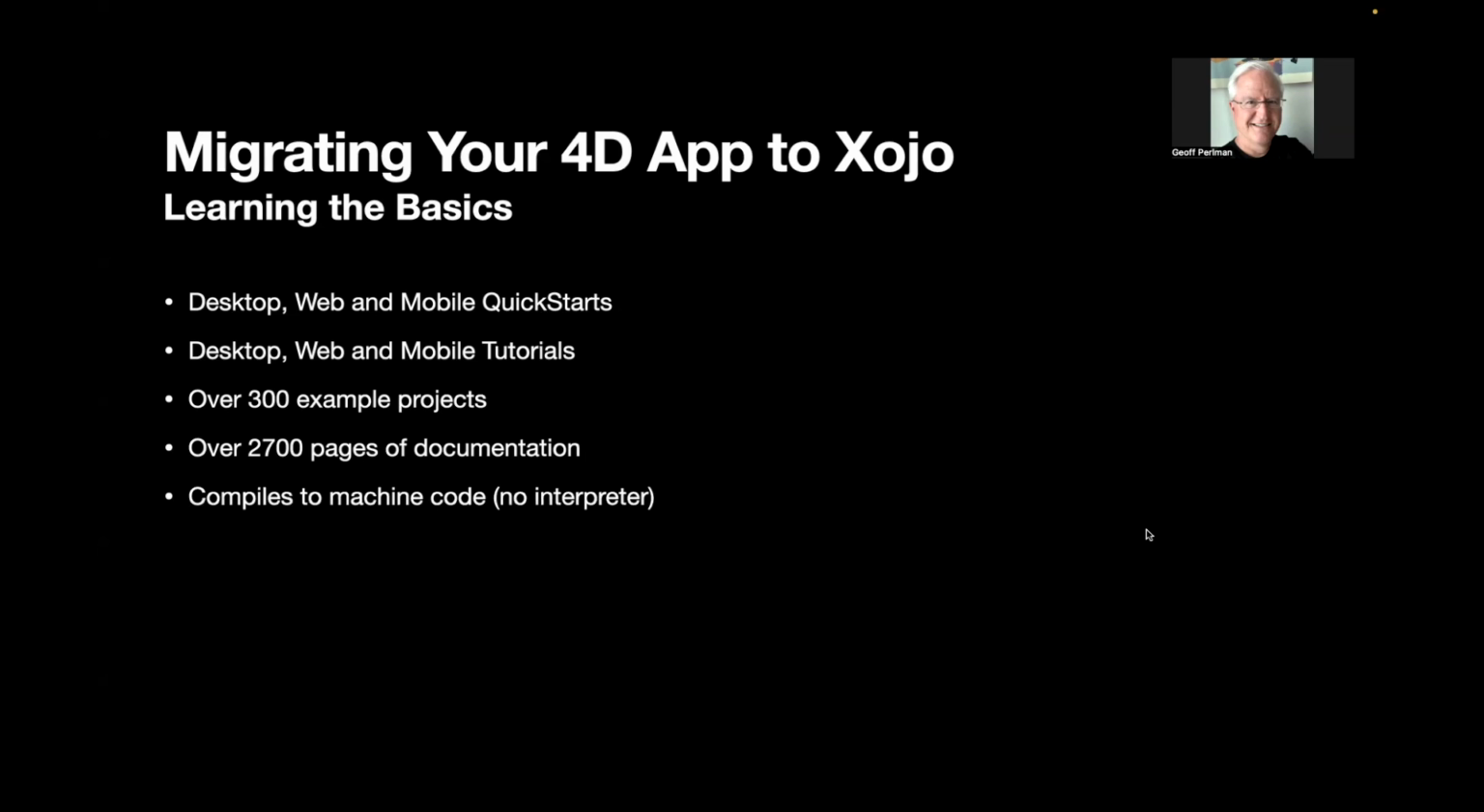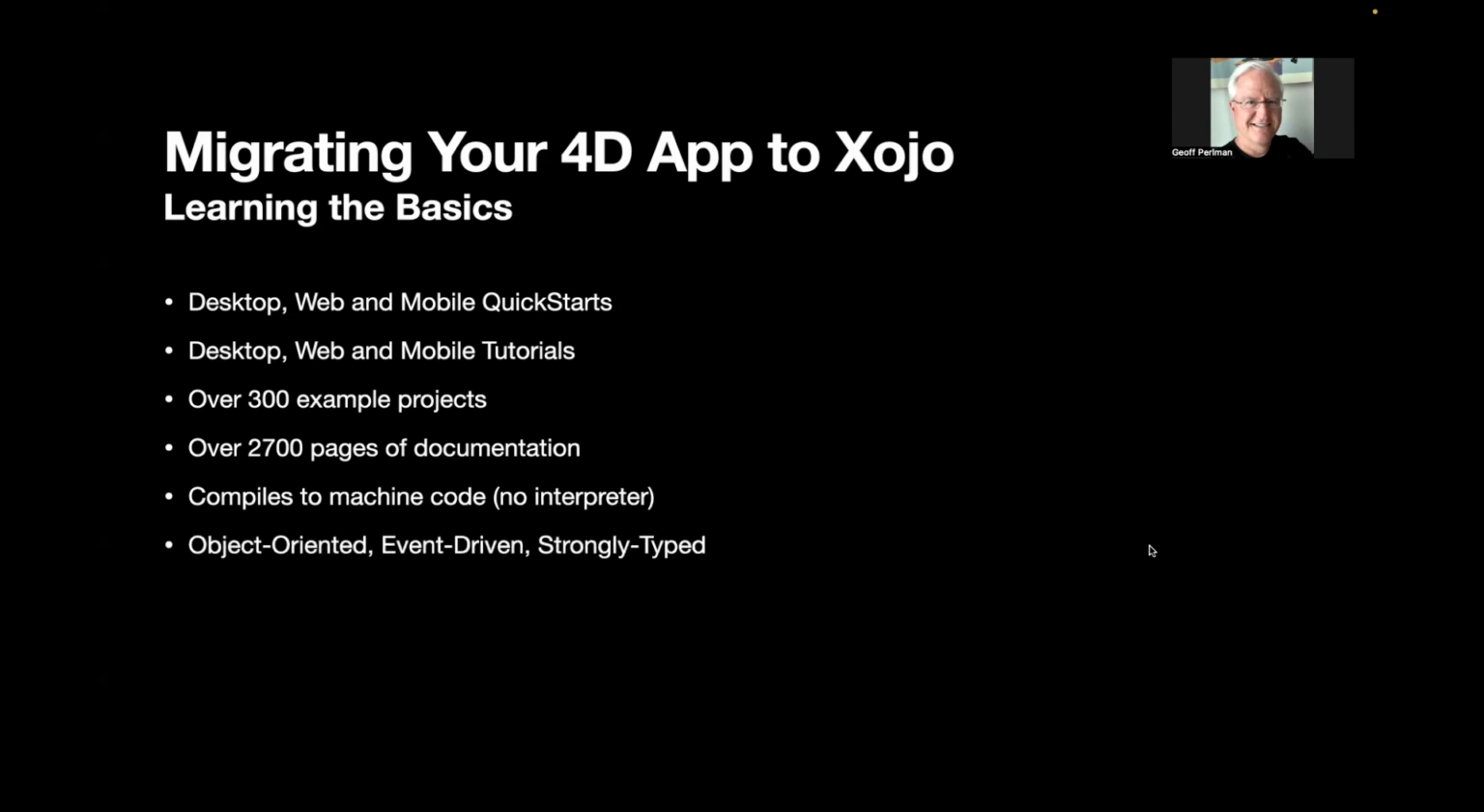Xojo compiles to machine code. There's no interpreter, not even when you're running from the IDE. Even when you just press run, it's building a binary application. All it does is it sticks some debug code in there so it can talk to our debugger. Aside from that, it's exactly the same as building your final app. So there's no interpreter involved at all.